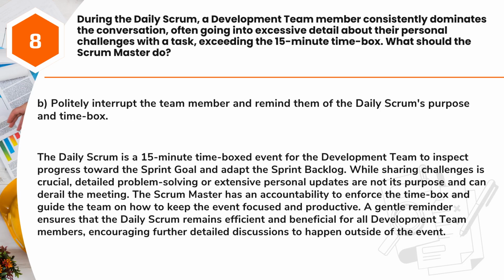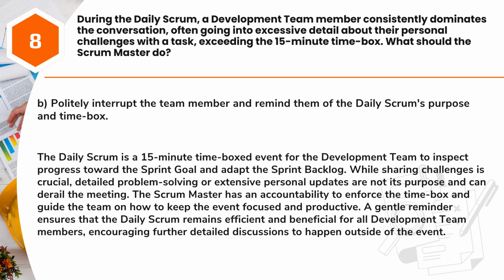Answer: B. Politely interrupt the team member and remind them of the Daily Scrum's purpose and time box. The Daily Scrum is a 15-minute time-boxed event for the development team to inspect progress toward the sprint goal and adapt the sprint backlog. While sharing challenges is crucial, detailed problem-solving or extensive personal updates are not its purpose and can derail the meeting. The Scrum Master has an accountability to enforce the time box and guide the team on how to keep the event focused and productive.